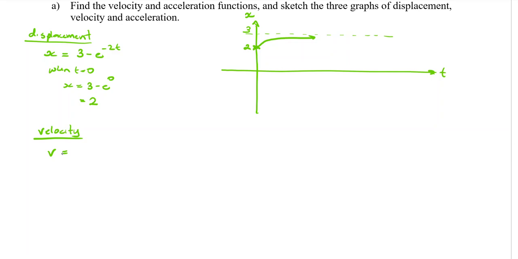Differentiate the equation. The 3 will disappear because it's a constant. How do you differentiate negative e to the negative 2t? Bring down the negative 2, so it will become a positive 2 e to the negative 2t. Good. So where is the asymptote for this? Has it been moved? No. So this one has its asymptote back at 0.